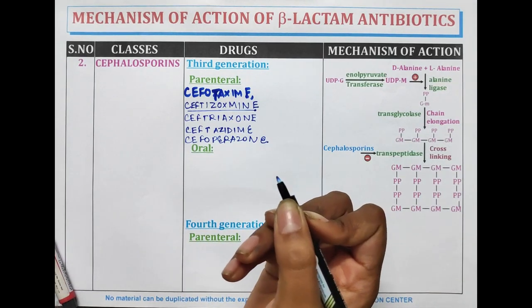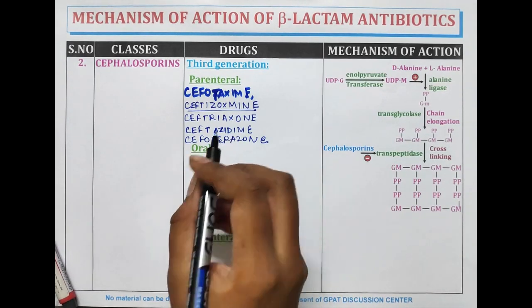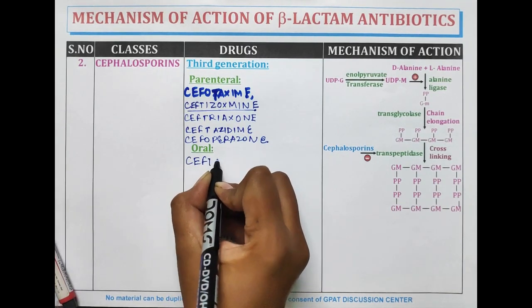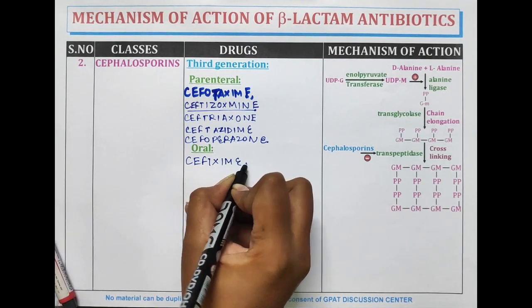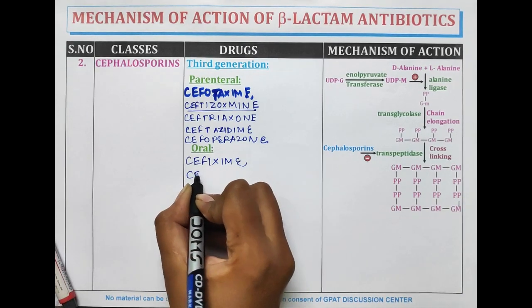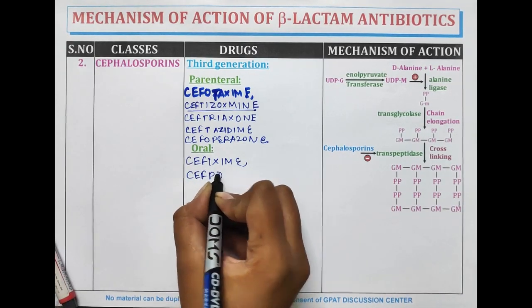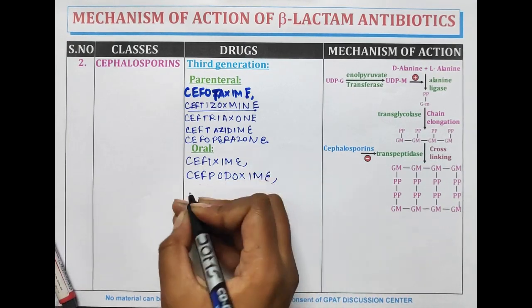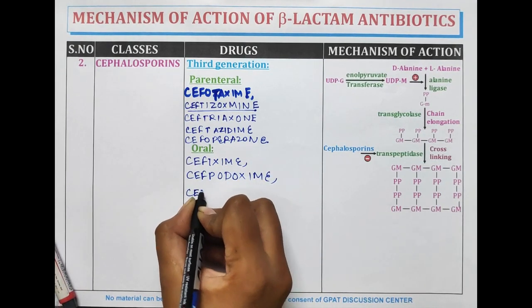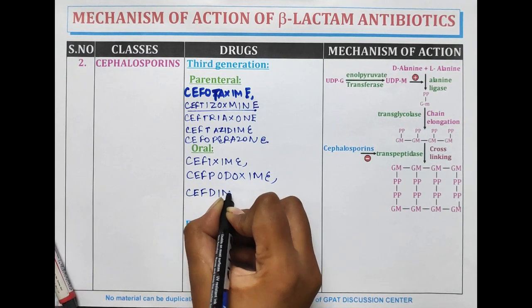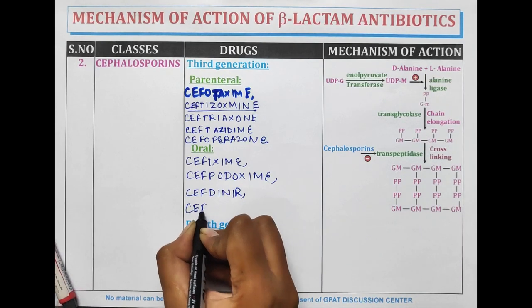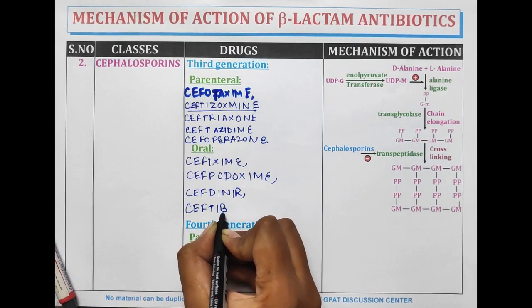Oral antibiotics of the cephalosporin class of third generation: cefixime, cefpodoxime, cefdinir, and ceftibuten.